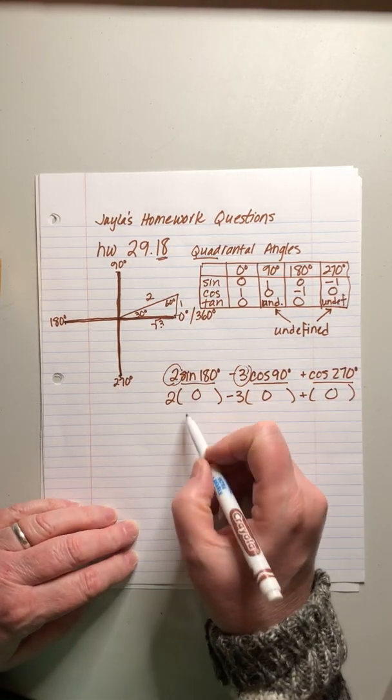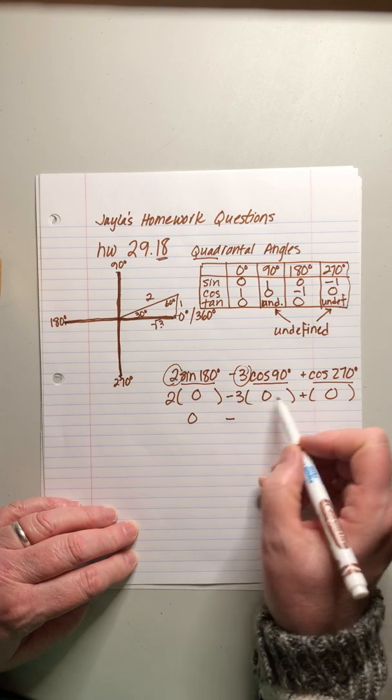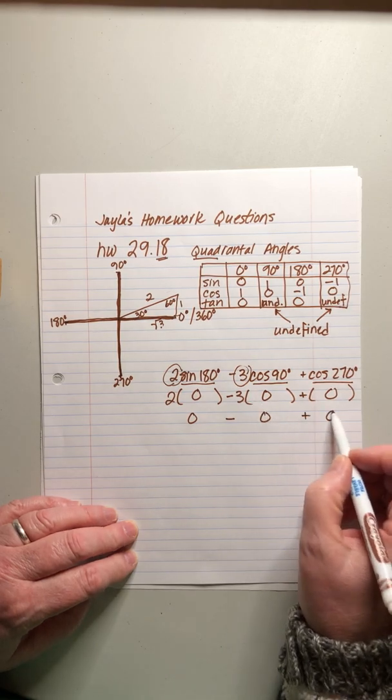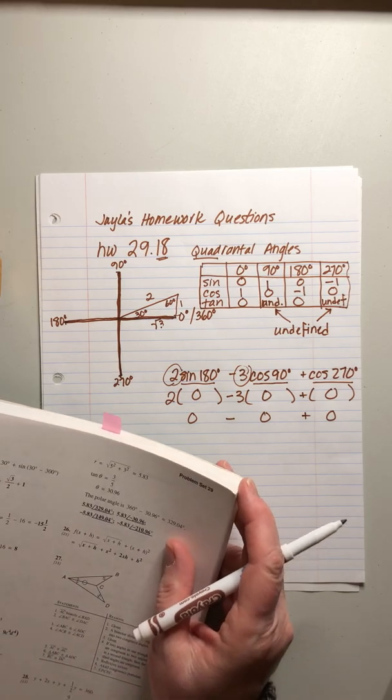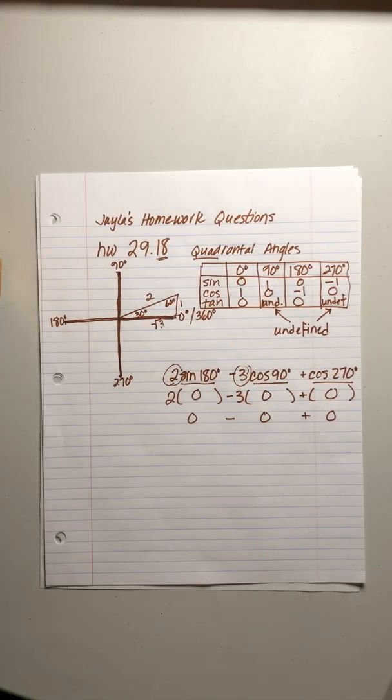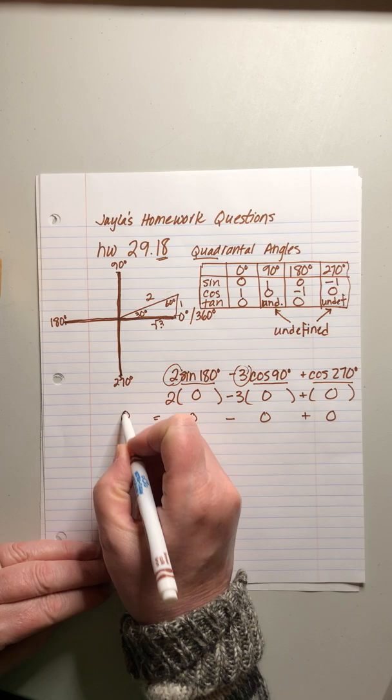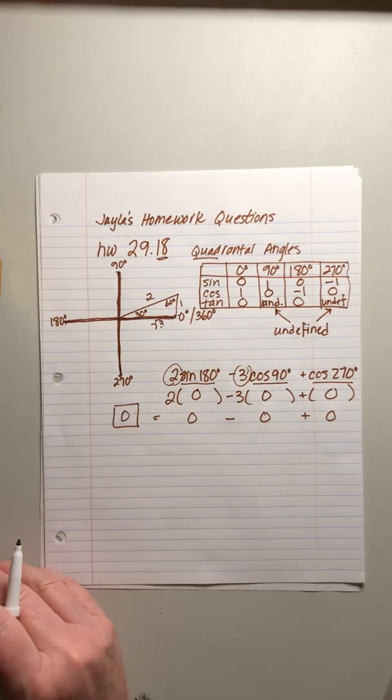So it is 2 times 0 is 0, minus 3 times 0 is 0, plus 0. The answer for 2918, I'm looking in the book just to make sure I have it right. Yeah, the answer is 0. Done.